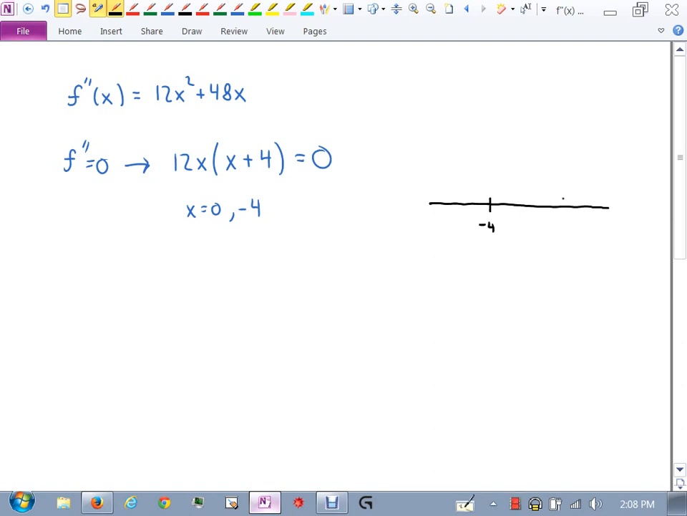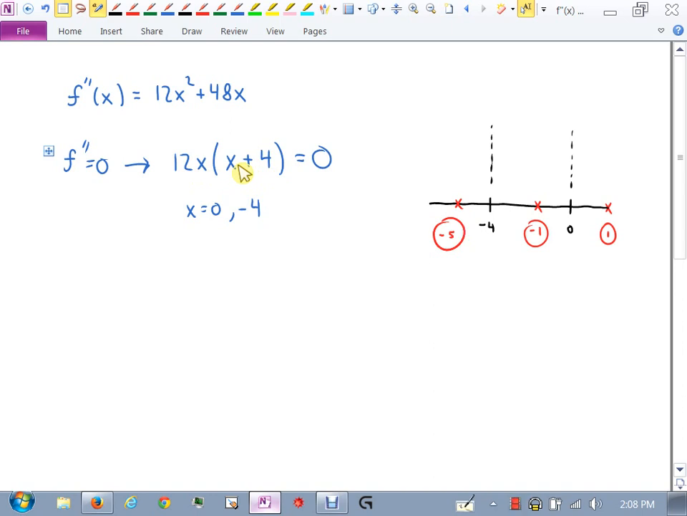-4, 0. I'm plugging in test points: -5, -1, and 1. Where am I plugging those into? The second derivative, right? Now this one, when it's factored, doesn't work out as nice because 12x doesn't have to be positive. But I could still do it here. What's 12 times -5? Negative number, right? What's -5 plus 4? Negative number. Negative times negative should be positive, right?